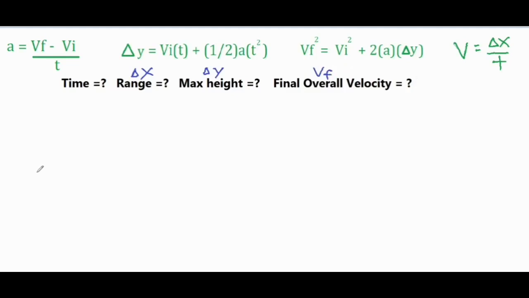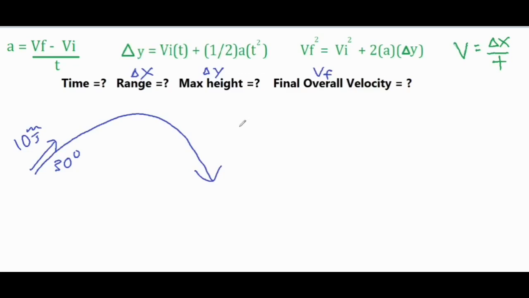Now, our original situation is this. We have a projectile shot from the ground level, and it is fired 30 degrees from the horizontal, and it has an initial velocity of 10 meters per second. So with that information given, we can go ahead and solve for each of these things.